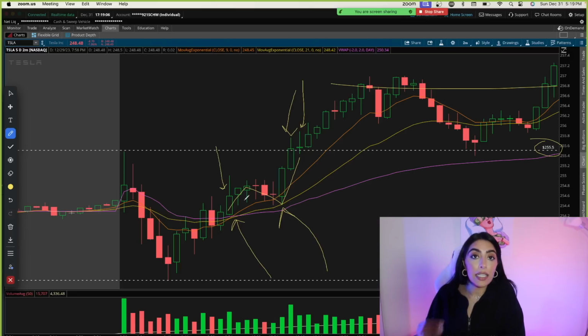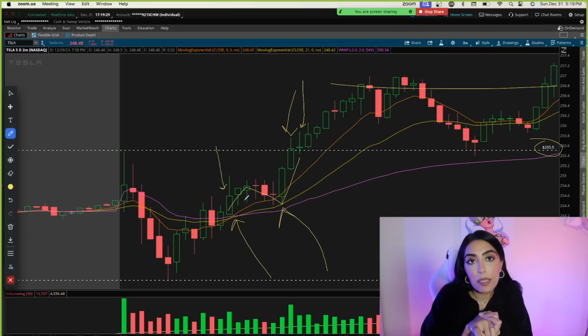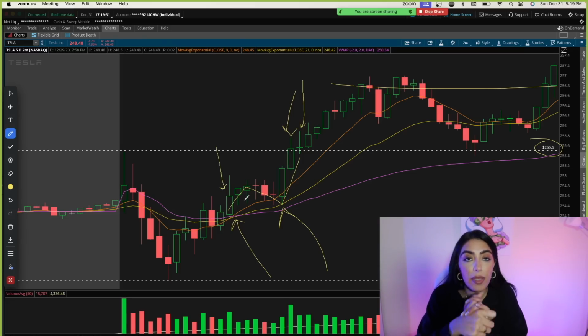So VWAP is an intraday indicator. You can't utilize it on higher time frames. It doesn't work. You want to utilize it on the 5, 15-minute, 2-minute, 1-minute time frames, and these are the trades that you want to look out for when you are implementing VWAP with your EMA crosses. These are going to give you high probability scalp plays in the market. So those are my tips and tricks on how to scalp in today's market.